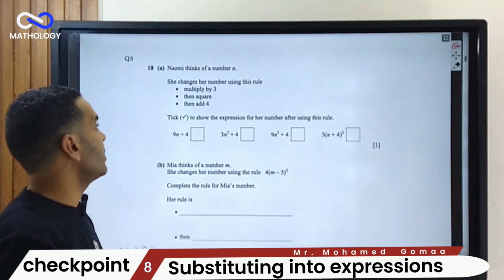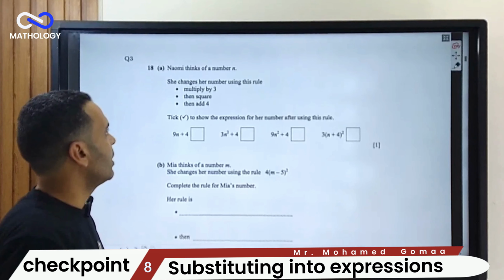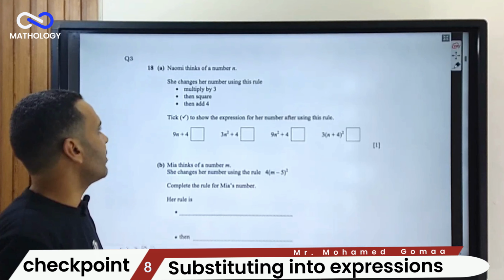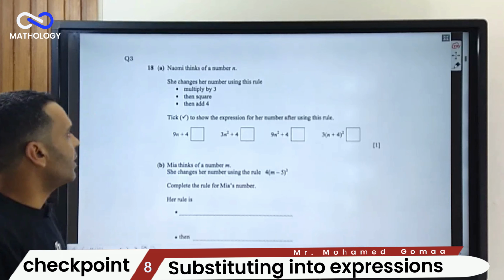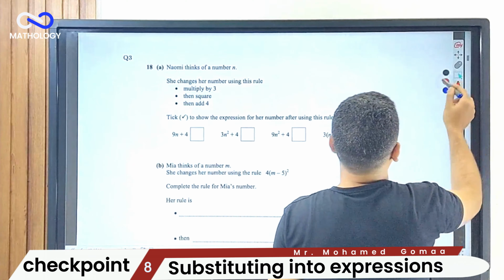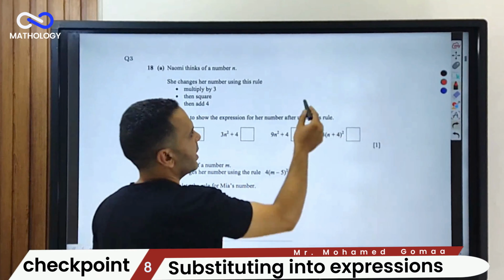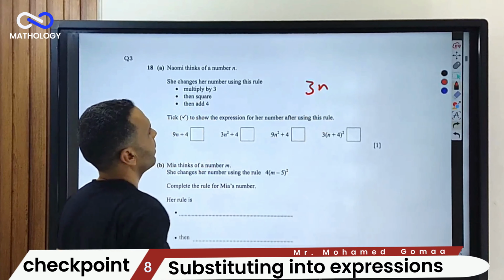Naomi thinks of a number n. She changes her number using this rule. Multiply by 3, then square, then add 4. Let's start with n. Start with n, then multiply by 3. It will be 3 times n. It will be 3n.